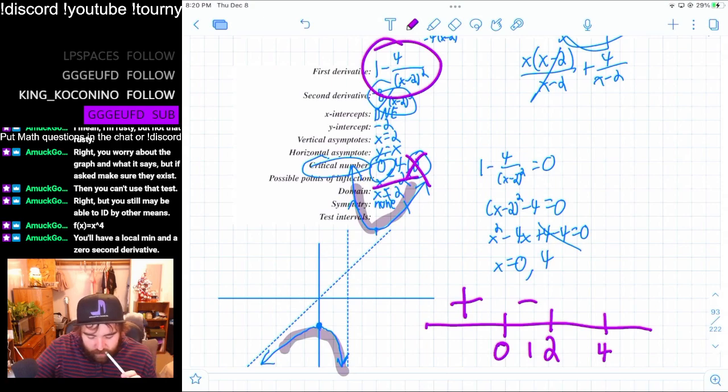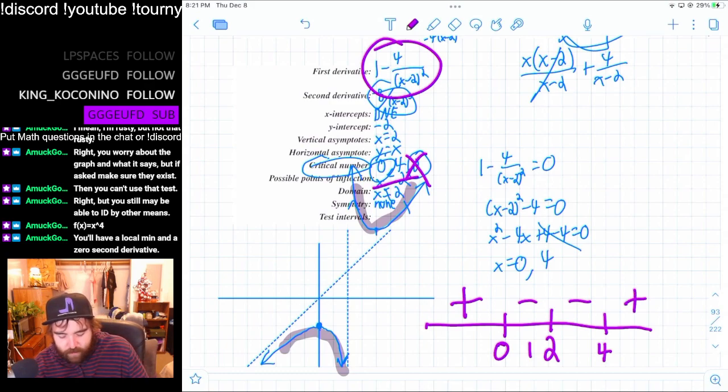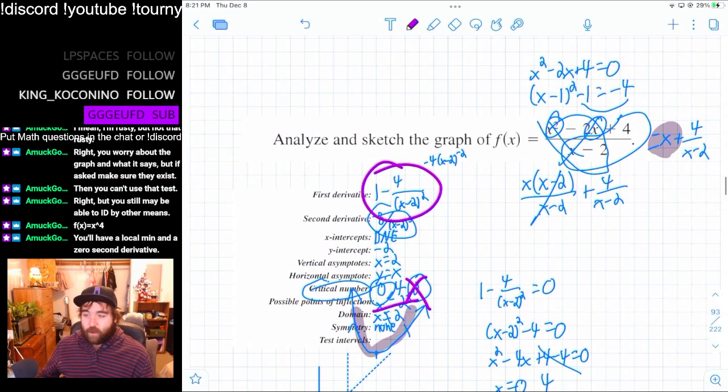Now if we plug in 3, we expect it to also be decreasing. Which is true because 3 minus 2 is 1, 4 over 1 is 4, 1 minus 4 is decreasing. But then after 4, plug in 5, just like before, you get 5 minus 2, which is 3, 4 over 3 squared, 4 over 9, 1 minus 4 ninths is a positive number. So then it is increasing after that. So yeah, very confident with what we said.